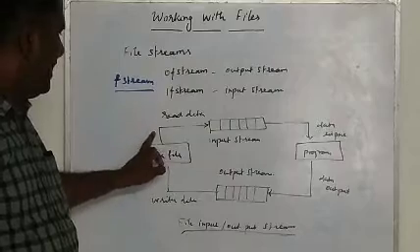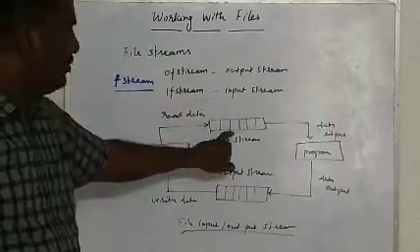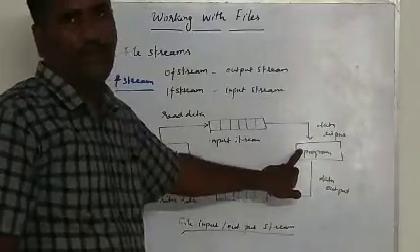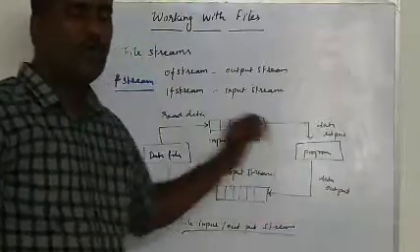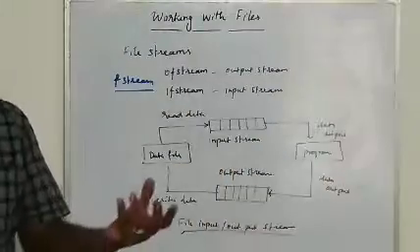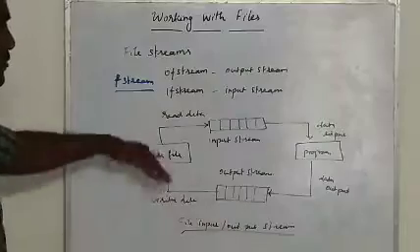Then it reads the data from the disk file and stores it in the input stream. Then the input is sent to the program input. So once you store the data to the file, only then can we read the data from that file. So it's a reverse process.